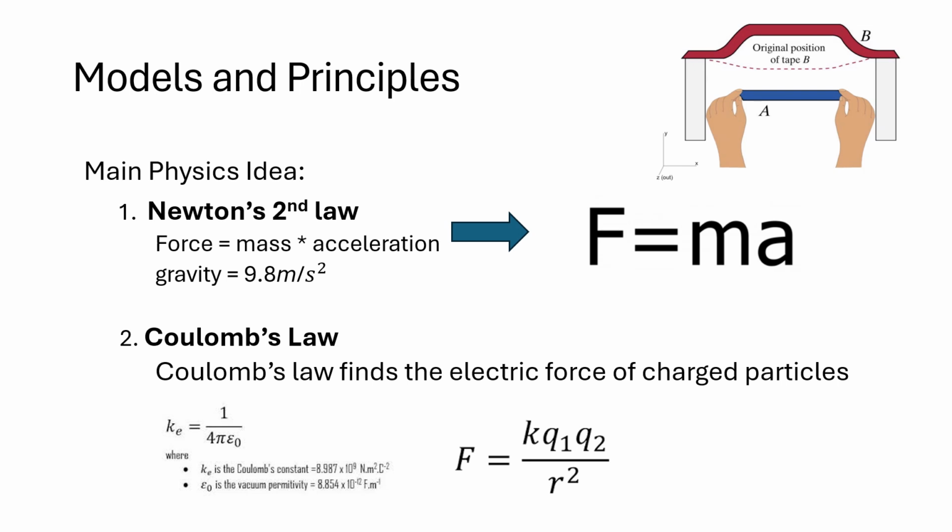Models and principles. There were two main physics ideas used in this experiment. The first was Newton's second law, using force equals mass times acceleration, and substituting that acceleration for gravity. The second was Coulomb's law, which is used to find the electric force of charged particles using the equation below.